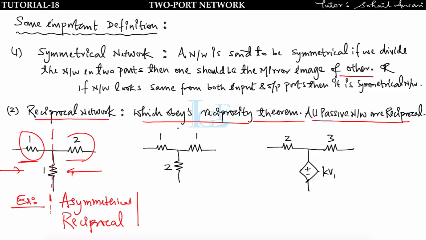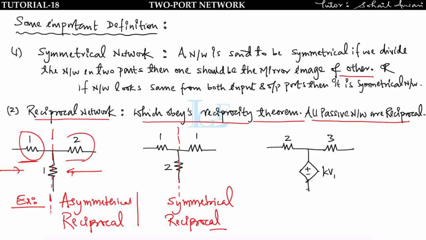Take this example. If I divide the network from here, then I will get the mirror image of this network. Means this is symmetrical, and this is reciprocal too, as this is a passive network.